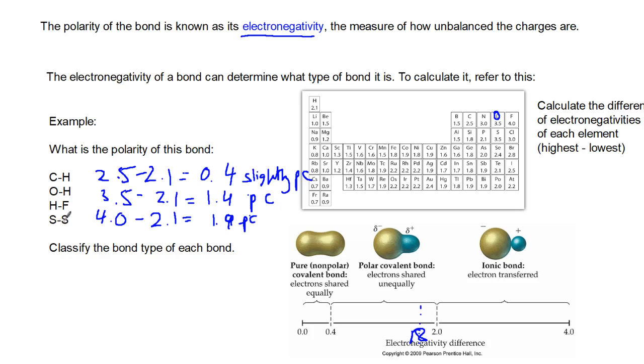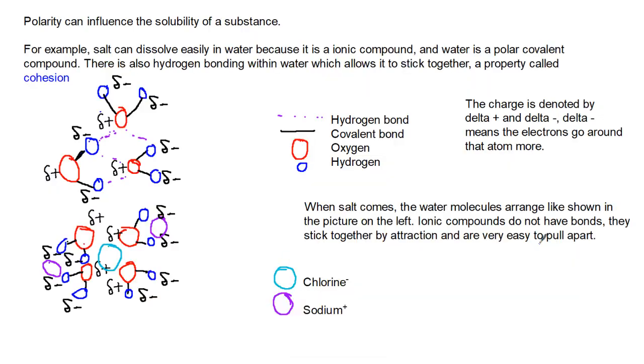So the same element twice is the same thing, so it's just 0, which means it's nonpolar covalent. Number 4. So your polarity can influence the solubility of a substance as well, right? So salt can dissolve easily in water because it's an ionic compound. So the hydrogens from the water, right?